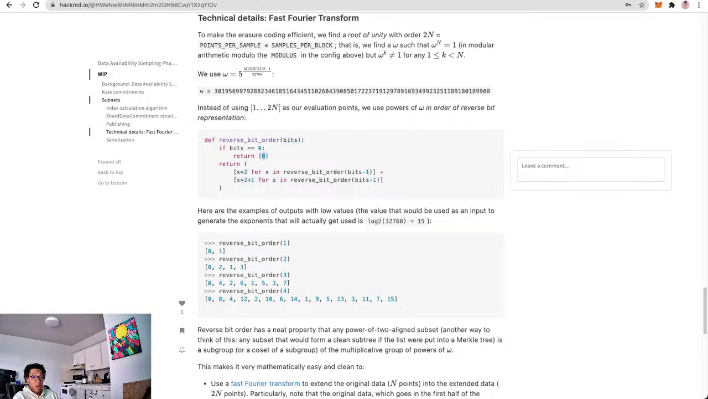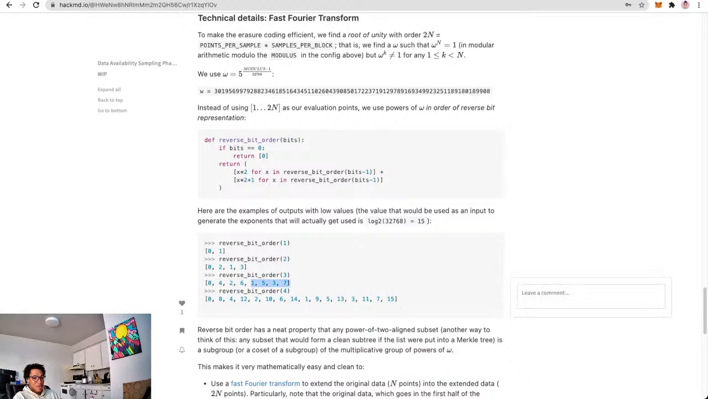So return the array, return the bits, return something. But you're returning 0, 1. Put 2 in, you get 0, 2, 1, 3. Put 3 in, you get 0, 4, 2, 6, 1, 5, 3, 7. That's scary, huh? You're getting all the even numbers on one side, the odd numbers on the other side. I'm sure there's some pattern here somewhere.